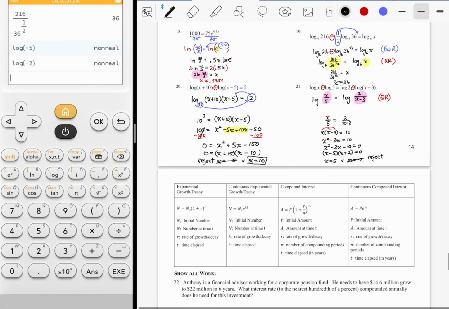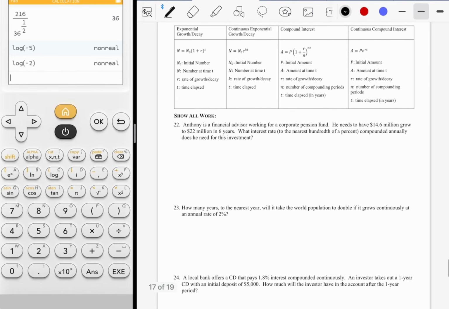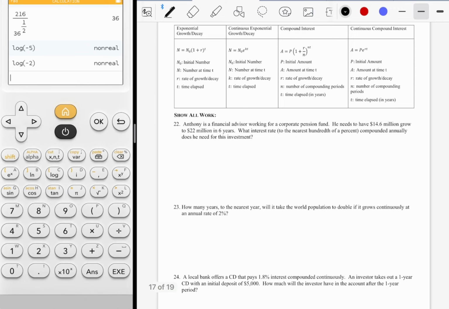All right, now on page 15, we have a few problems there. These are word problems related to exponentials and logs. So one of these 4 formulas are going to be applied. If you're talking about money, you're most likely talking about compound interest or continuous compound interest. So it's the context that's going to drive it. Let's take a look at number 22. Anthony is a financial advisor working for a corporate pension fund. He needs to have 14.6 million grow to 22 million in 6 years. What interest rate to the 100% compounded annually does he need for this investment?